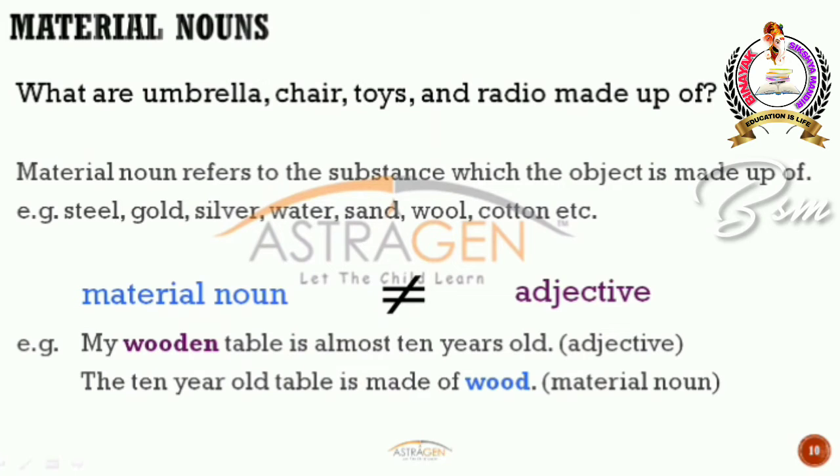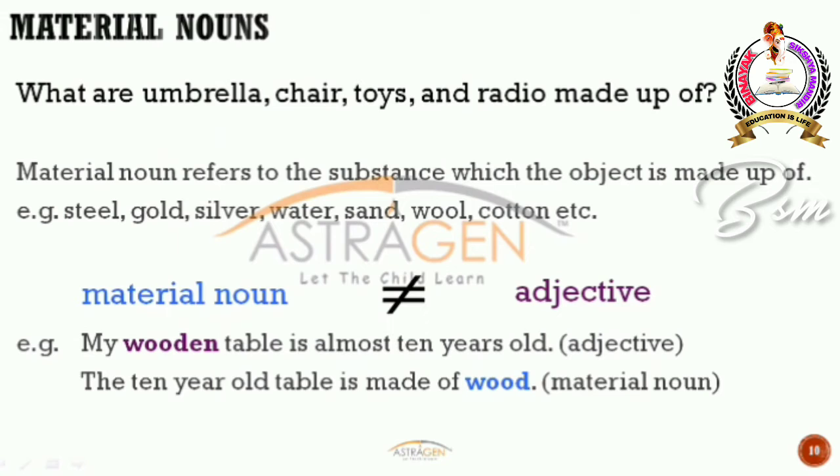So generally we get confused between a material noun and an adjective. So how do we get clarity there? It is very simple. For an example, my wooden table is almost 10 years old. So here the highlighted word is wooden, and wooden is an adjective. Why is it an adjective? Because it is describing the noun there. Okay? So always remember, adjectives will describe or talk about the nouns. So here, wooden is describing that particular table.